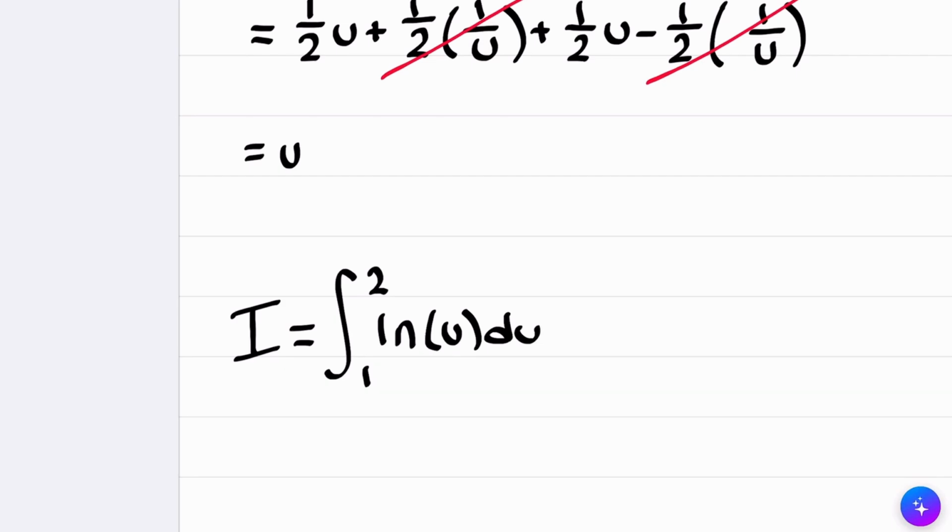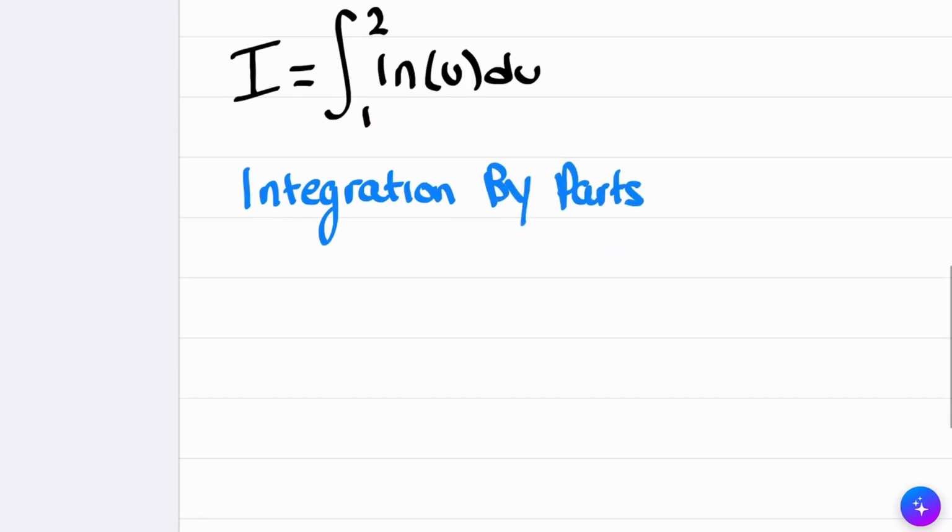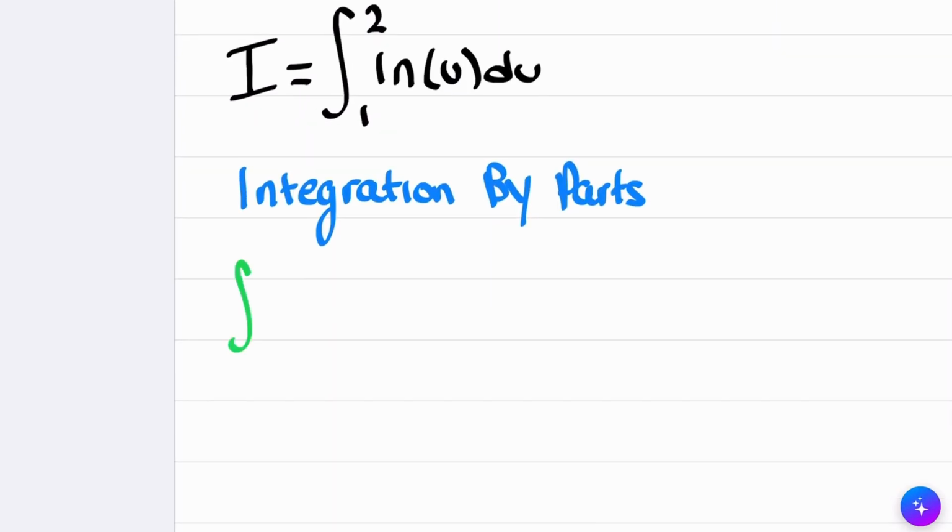Now, I went over integration by parts in our previous video, but I am also going to use that strategy here to integrate the natural log of u. The formula for integration by parts is that if you are integrating a function u times the derivative of another function v, this is equal to the product of u and v minus the integral of the function v times the derivative of u. And that's it. That is the integration by parts formula.